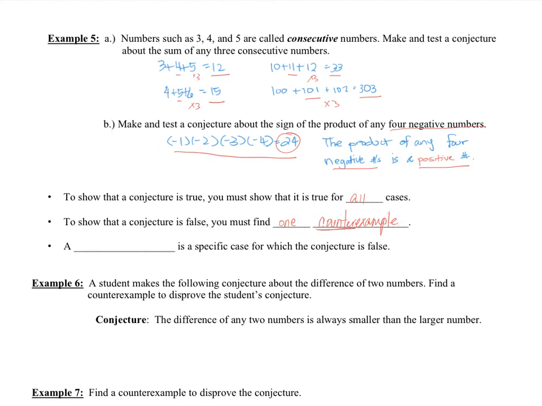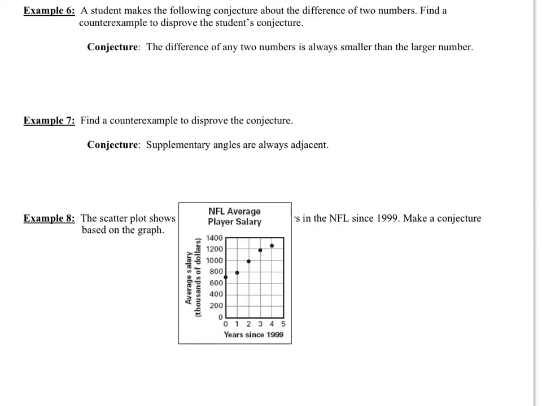So counter just means against. A counterexample again is a specific case for which the conjecture is false. So let's look at example 6. A student makes the following conjecture about the difference of 2 numbers. Find a counterexample to disprove the student's conjecture. The difference of any 2 numbers is always smaller than the larger number.